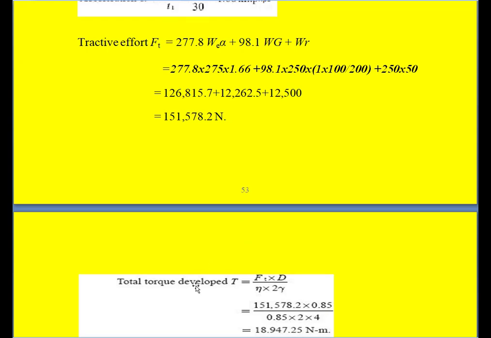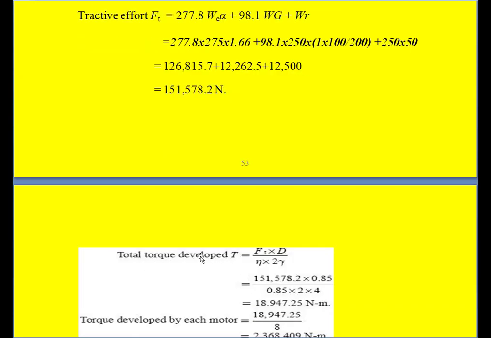Now we can calculate the total torque developed. We know the total tractive effort at the wheel. So the total torque is capital T equal to Ft into capital D divided by eta into gamma into 2. The total tractive effort Ft we have calculated, that is 1,51,578.2, and the diameter of the wheel we calculated as 0.85 meters, divided by efficiency, which is given as 85%.